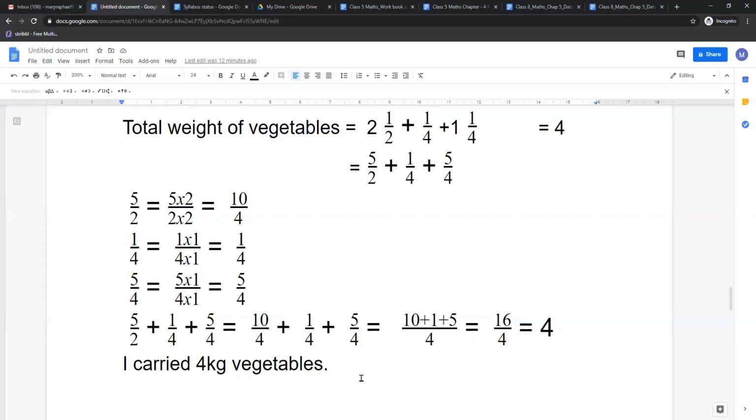That is, 3 types of vegetables were bought. Separately their weights were given. So to find the total weight of vegetables, we have to add the weights of all the 3 vegetables. It was given in fractions, and in this example, what have you learned? Actually, you have learned addition of fractions with different denominators. The remaining questions we will solve in the next video.